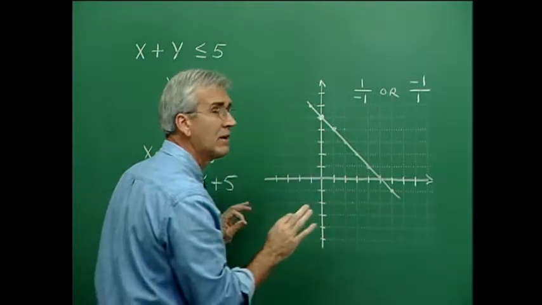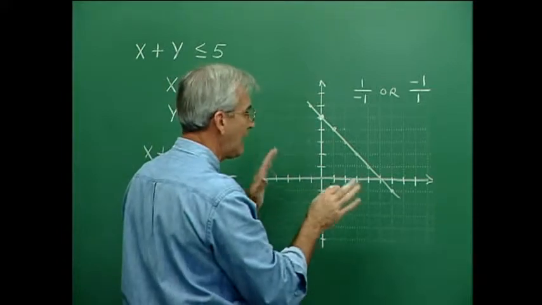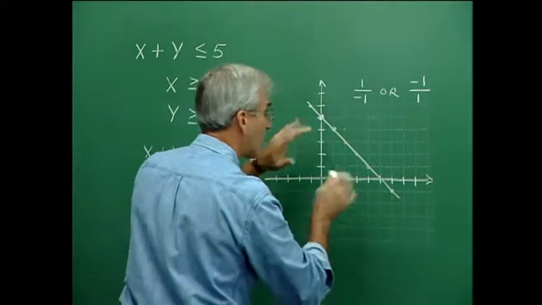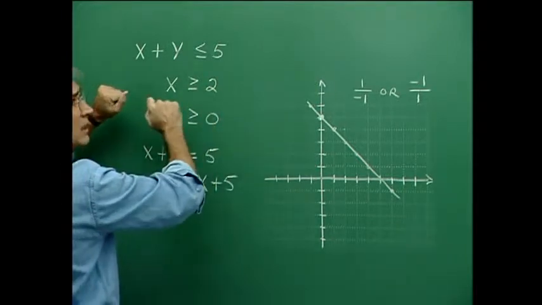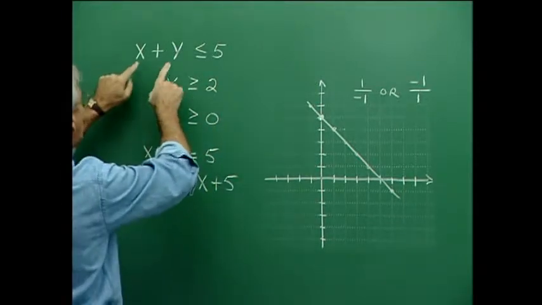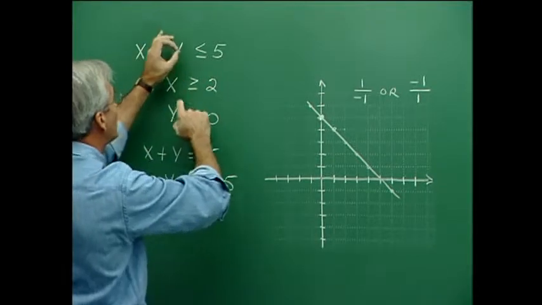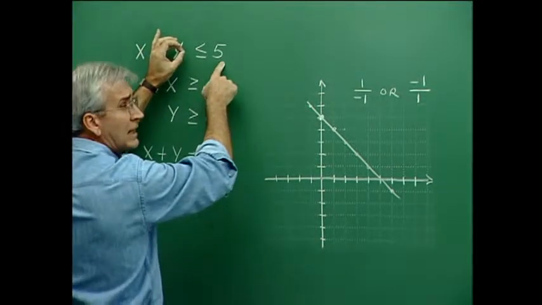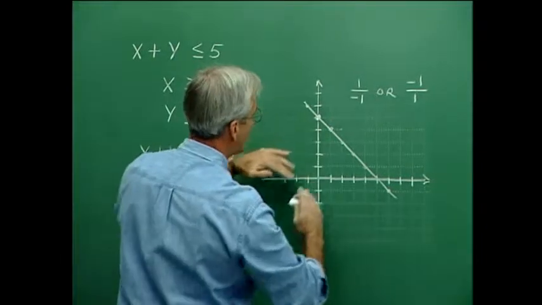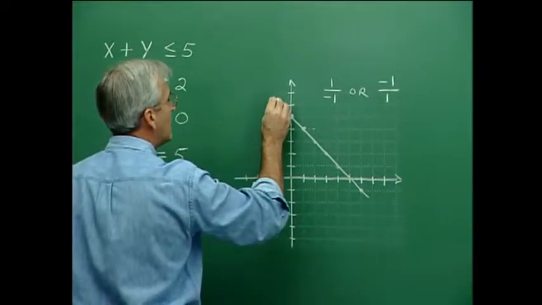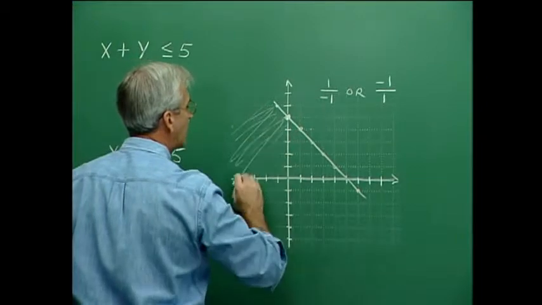I'm going to go ahead and do the shading here because I have a lot of things to keep up with. I have 3 different regions that are going to overlap. Think about the origin as a test point. If x and y are replaced with 0, we have 0 is less than or equal to 5. That's certainly true, so the origin is part of the solution region, and we're going to shade on this side of the line. Let me try to show that lightly like this.